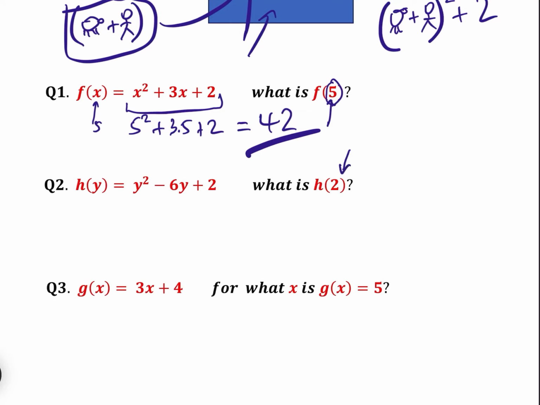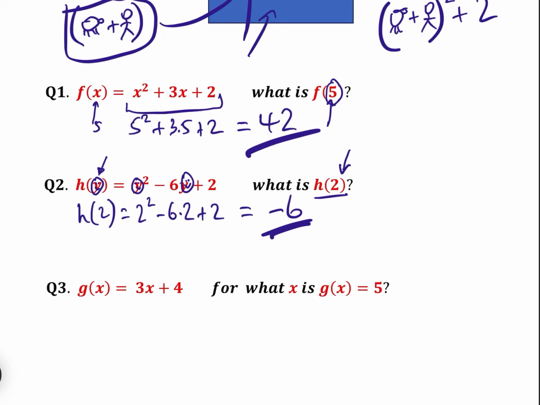Question 2 is very similar. They're asking what is h of 2 when h of y equals y squared minus 6y add 2. And I've deliberately put y here. You don't need to be confused because it's y. It doesn't matter. It could be a smiley face, it doesn't make any difference. So what is h of 2? All we have to do is put 2 into our function, so h of 2 is 2 squared minus 6 times 2 add 2, which gives us 4, take away 12, add 2, which is minus 6.